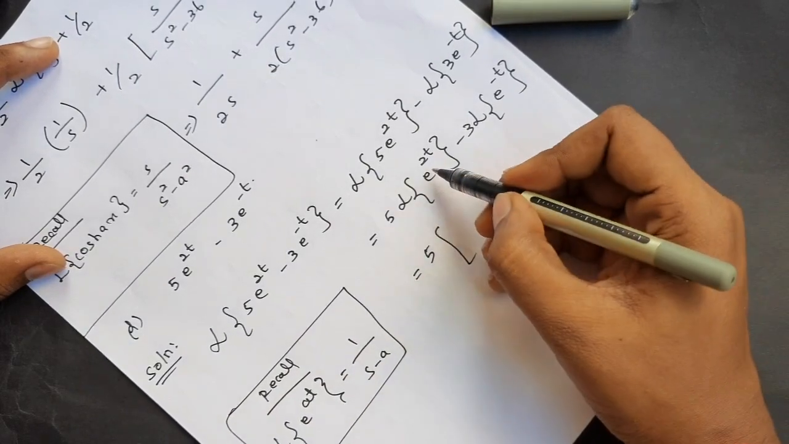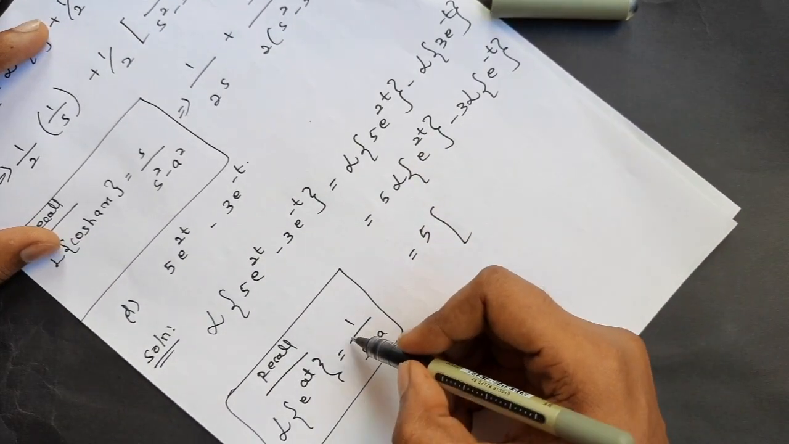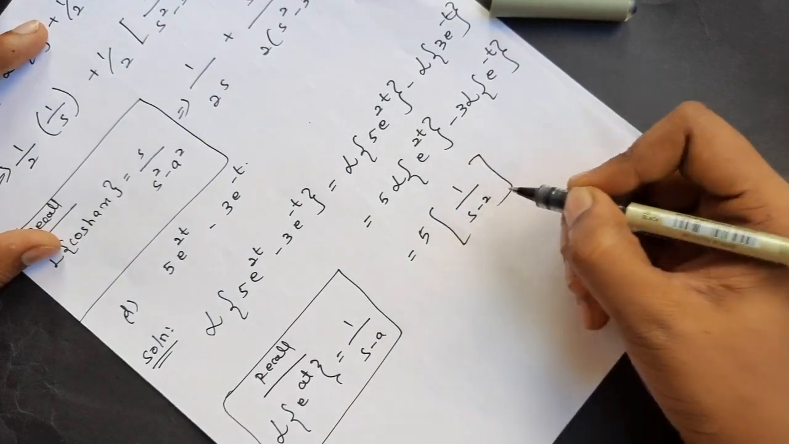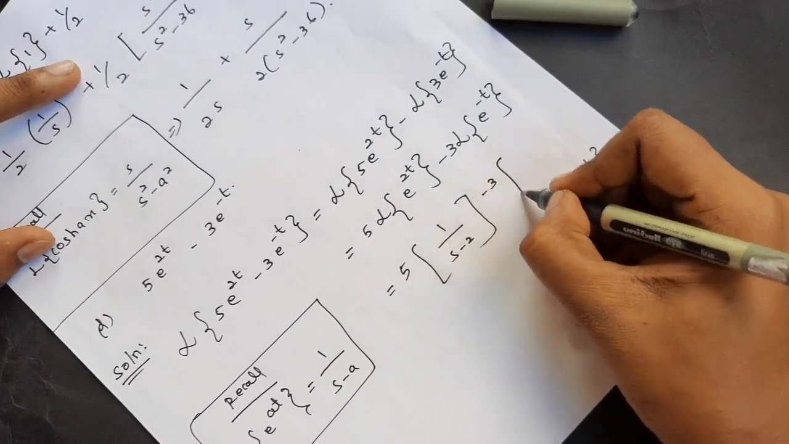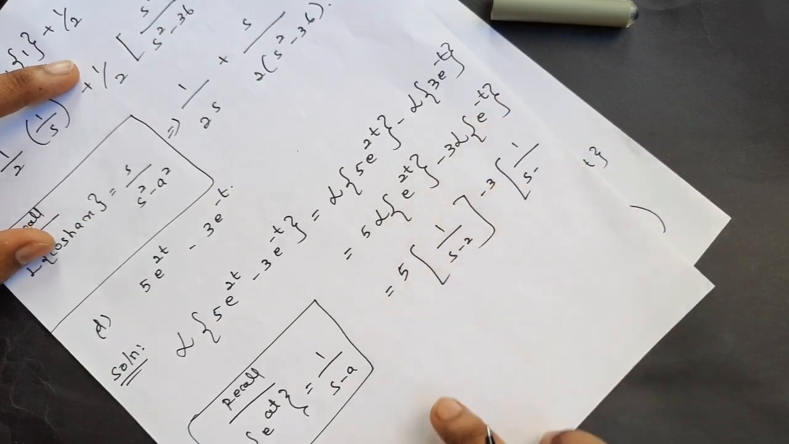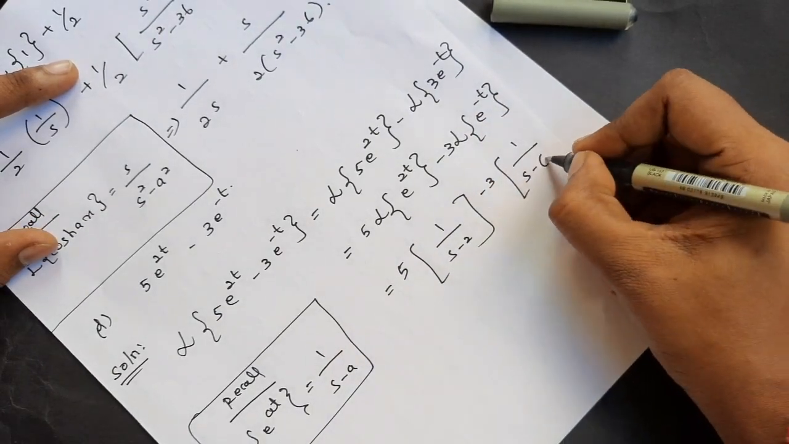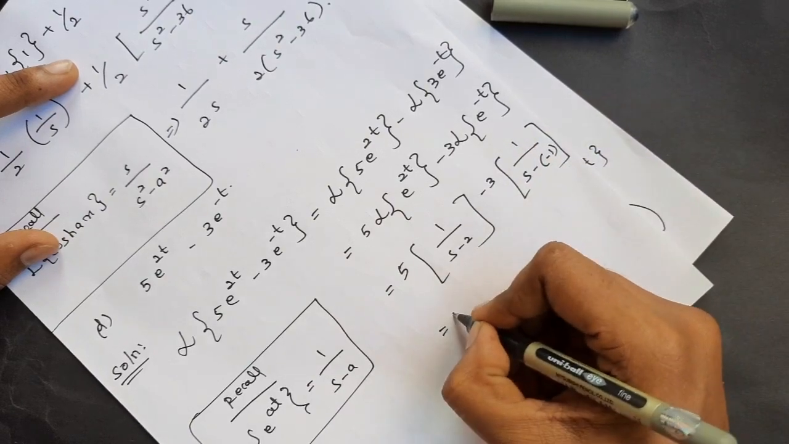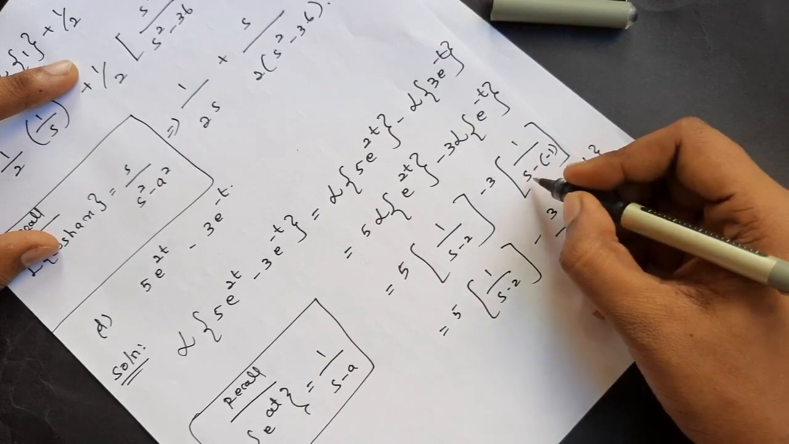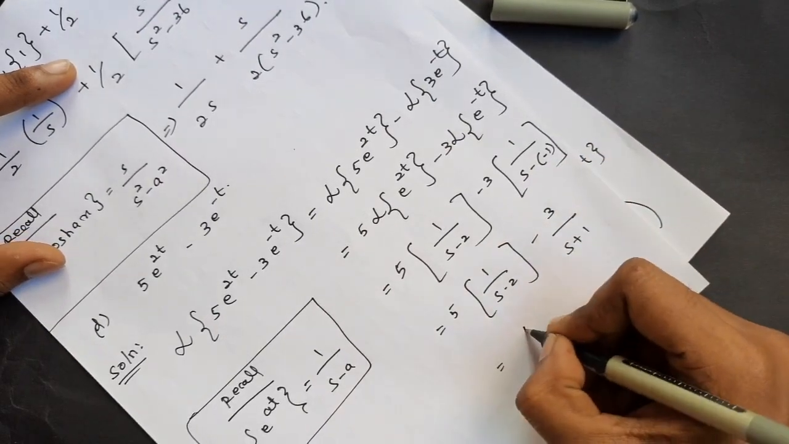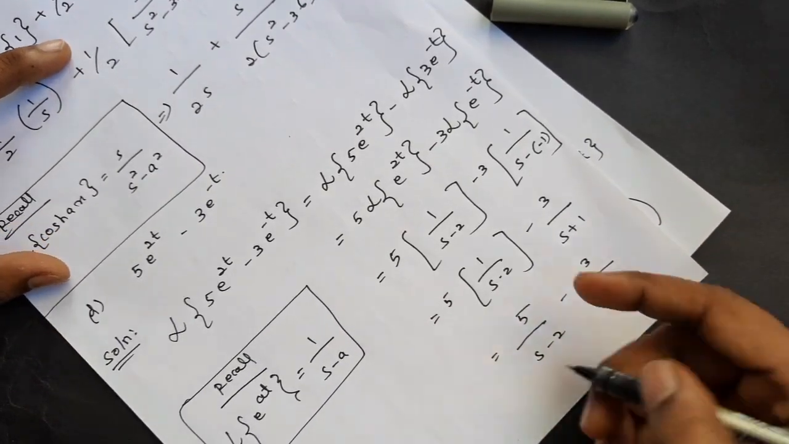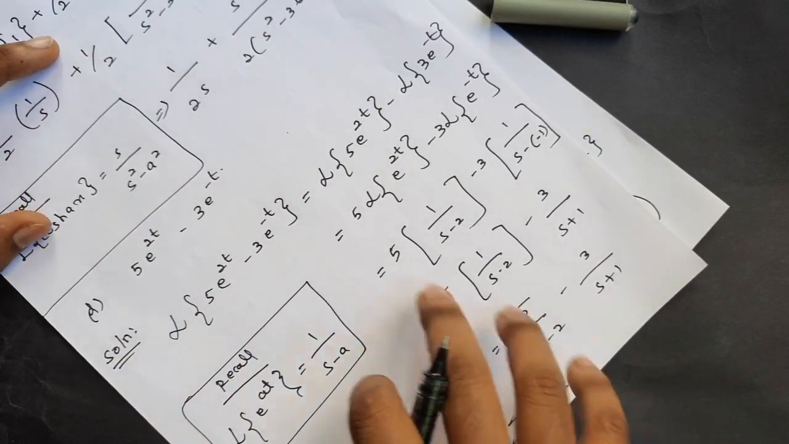5 into, in the place of a we have 2 here, so I'm going to substitute 1 by s minus 2. Minus 3 into 1 by s minus, in the place of a we have minus 1 here, so s plus 1. So it is 5 by s minus 2 minus 3 by s plus 1. Correct? So this is the Laplace transform of this function.